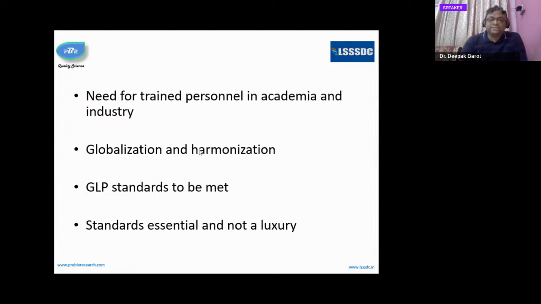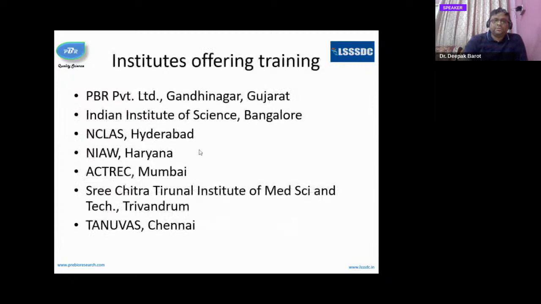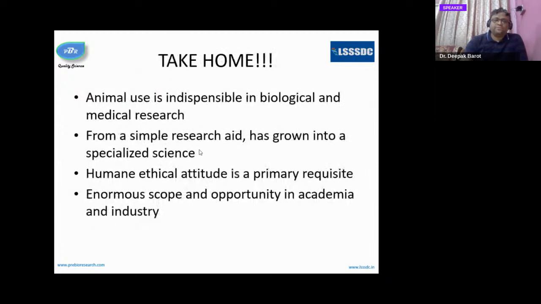So what minimal things they need to maintain, we'll discuss that. There are a few institutes which offer training in laboratory animals. A few of them are in Hyderabad, Bangalore, Mumbai, Gujarat, and in Chennai, TANUVAS. These are all the places where you can get yourself trained in handling of animals.